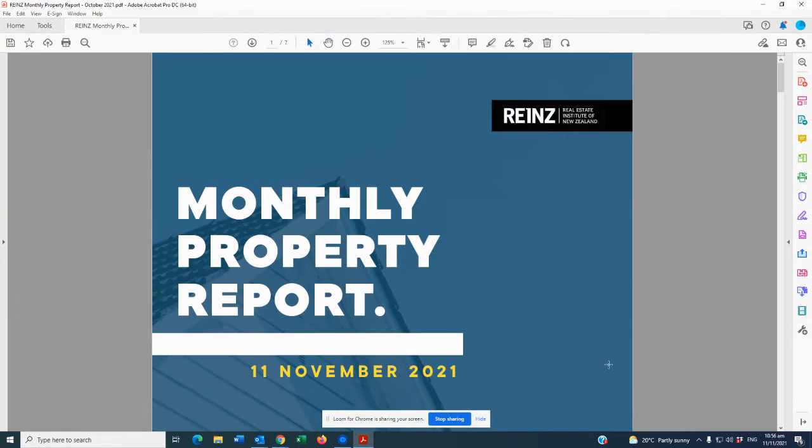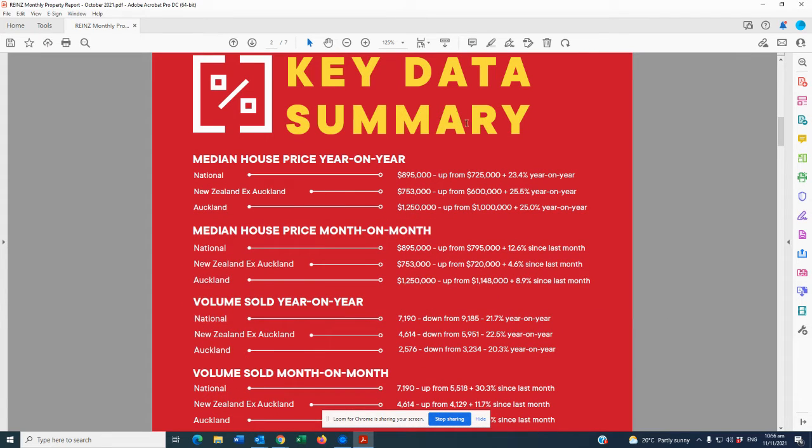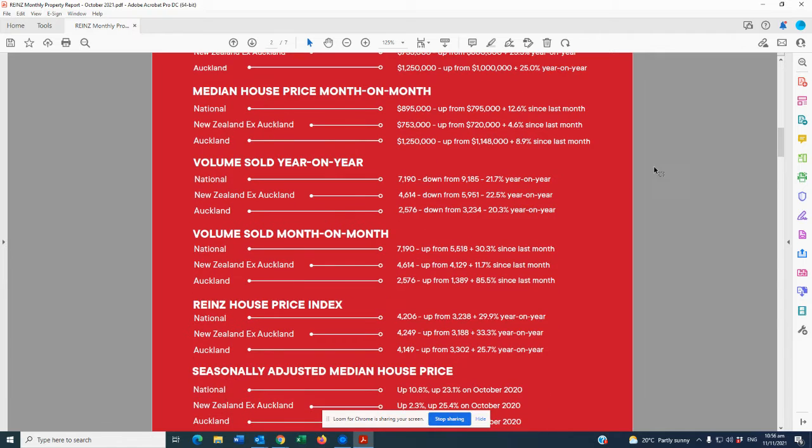We're here today to talk about the Real Estate Institute of New Zealand monthly property report, which has just come out. I like to look at the median house price year on year to see how things are going. And what I've noticed in the media is they're currently reporting more in terms of month by month, because these figures of increase are obviously a bit disheartening. Auckland, for example, has gone up 25% in 1 year. So the median price is now $1.25 million. National price up 23.4%. And if we look at New Zealand outside of Auckland, the median house price now $753,000, up from $600,000. That's a 25% increase year on year.